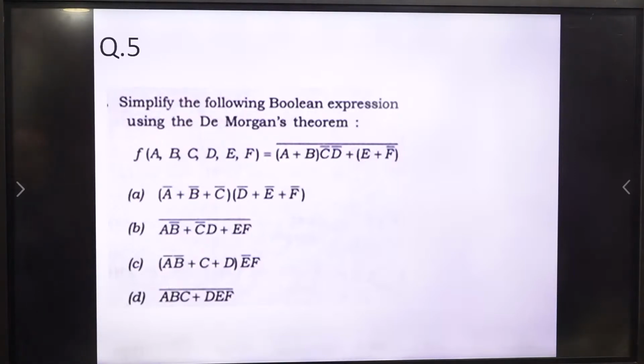Simplify the following Boolean expression using the De Morgan's theorem. So they have mentioned that you have to make use of De Morgan's theorem. So which is the right answer you are getting here? Tell me that answer.